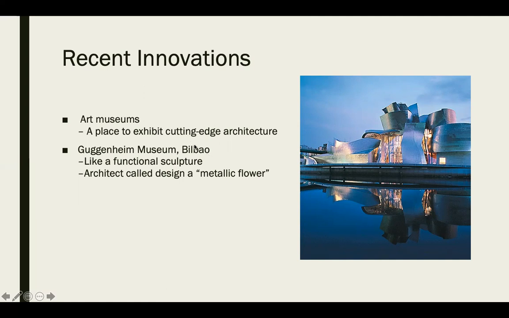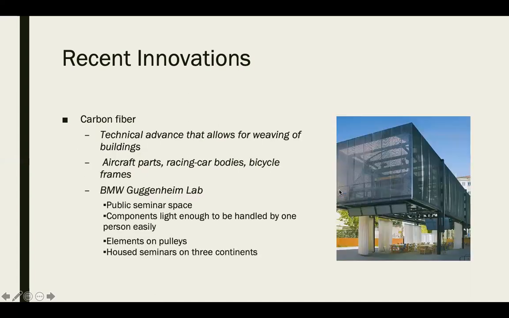Art museums are a really great place to experiment with that, because art museums obviously want to showcase art of all forms, including the architecture that it's in. So having a really plain, still exterior building is not as enticing as something like this piece here, the Guggenheim Museum in Bilbao. And this almost acts like a functional sculpture. The architect called this a metallic flower, and it uses a lot of curvature, making this space feel not quite as grid-like and linear as other architecture sometimes feels.